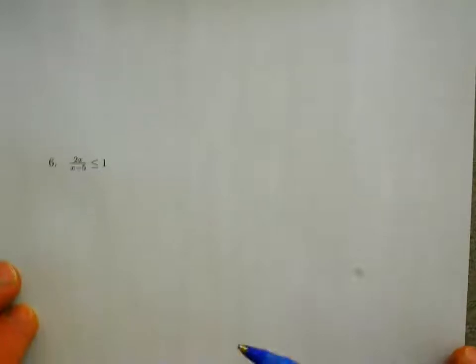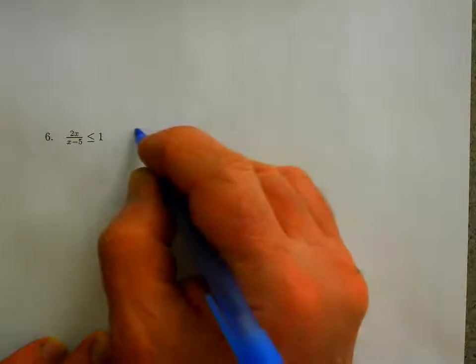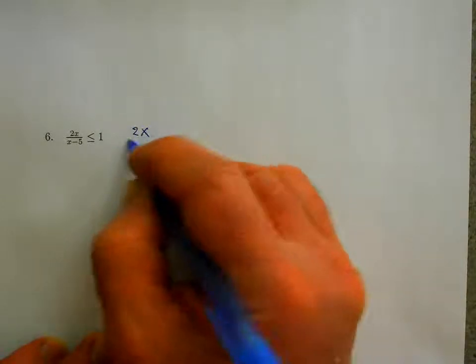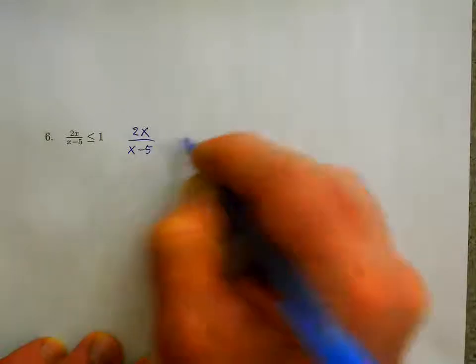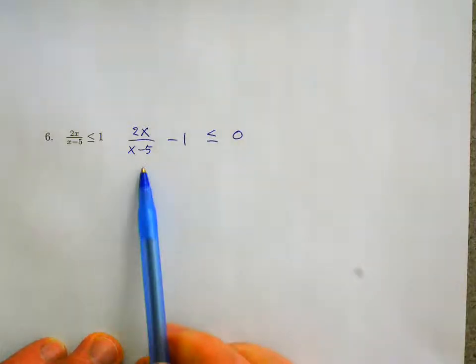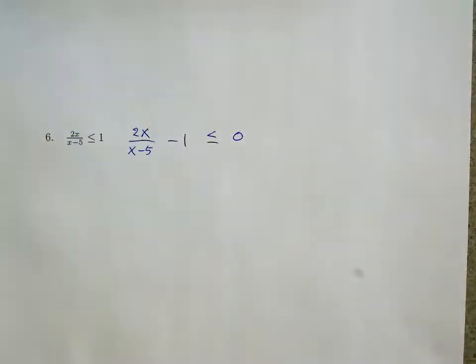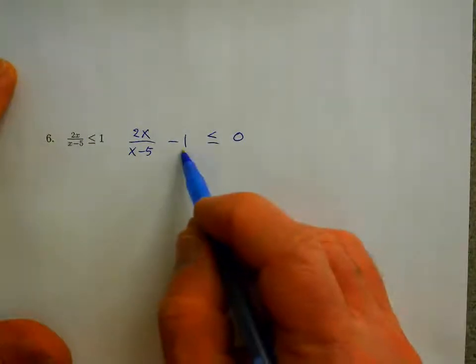But number 6, this time we don't start out with 0 on one side. So we have some preliminary work to do. We start by subtracting 1 from both sides. And then we want to write the left-hand side as a single rational expression. So we need a common denominator.